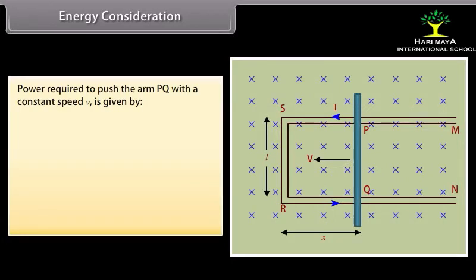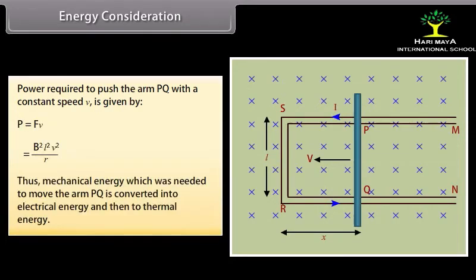Power required to push the arm PQ with a constant speed v is given by B square L square v square divided by R. Thus, the mechanical energy which was needed to move the arm PQ is converted into electrical energy and then to thermal energy.